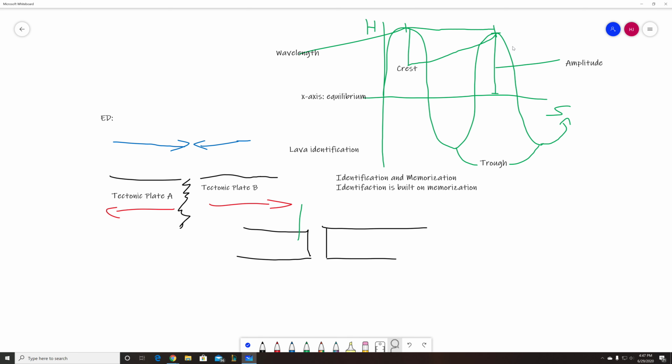Oh, I didn't even label wavelength. Say this is wavelength, from the top to the most bottom part of it. That's like the worst drawing I've ever drawn, but you need to know this would be a wavelength. Wavelength is usually defined by that equilibrium. Equilibrium is just, if you did some math.